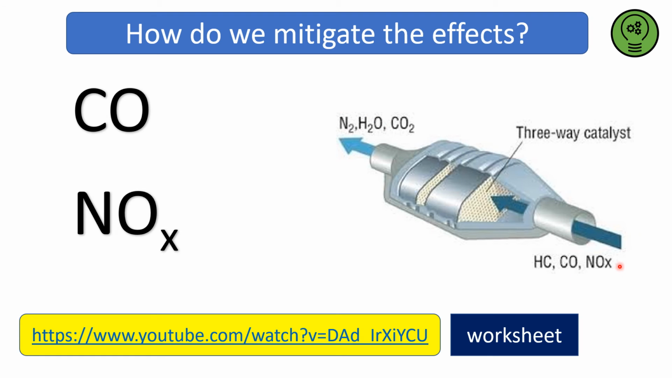The nitrous oxides go in and they are converted into nitrogen. And what's actually happening is that the oxygen from the nitrogen oxide is being given to the carbon monoxide. So this becomes N2 and this becomes CO2. And CO2 is a lot less dangerous than carbon monoxide, and nitrogen is pretty inert.